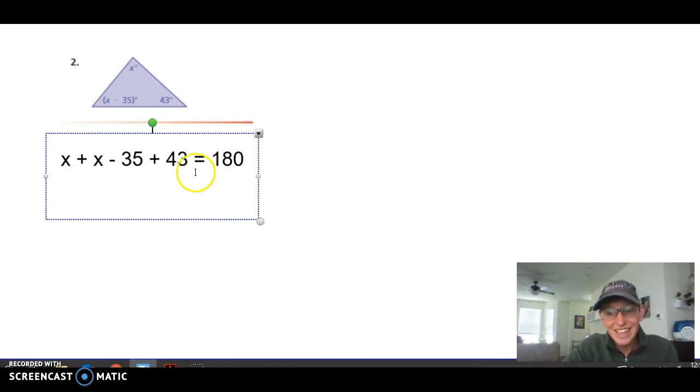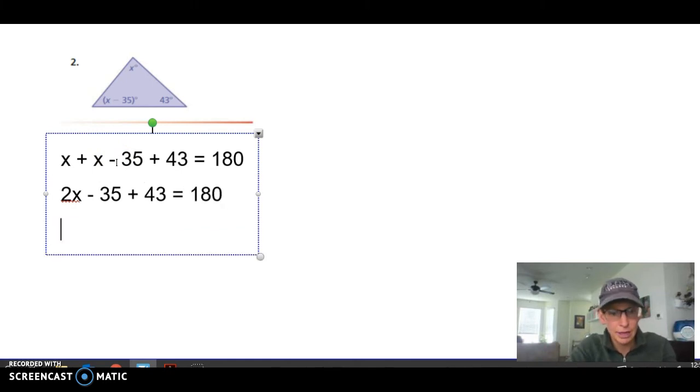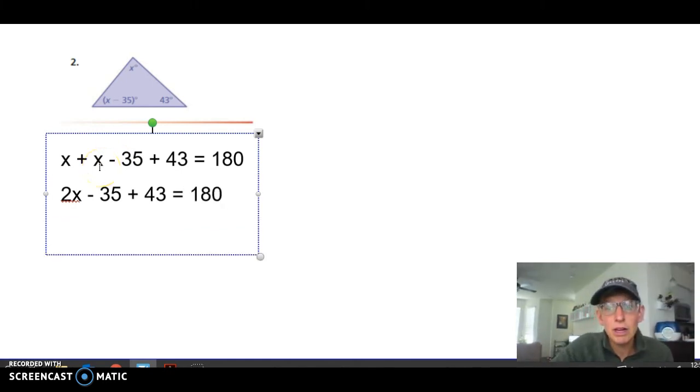In this case, we need to combine like terms. We need to combine these variables. So 1x plus another x is going to be 2x. And then we still have minus 35 plus 43 equals 180. Now that we've combined our variables, let's combine our constants. It's negative 35 and positive 43. So we still have 2x.